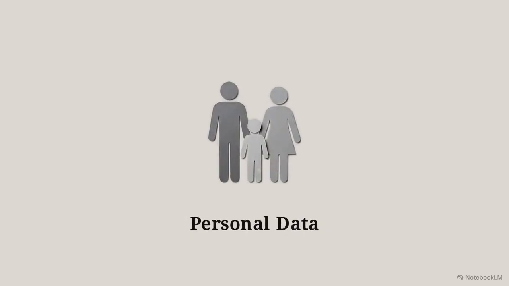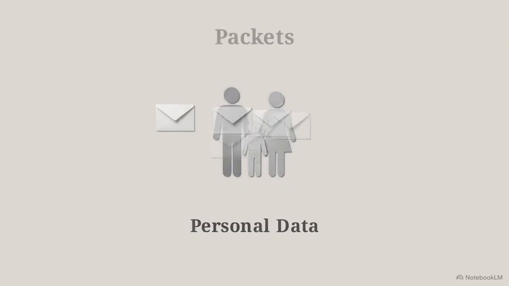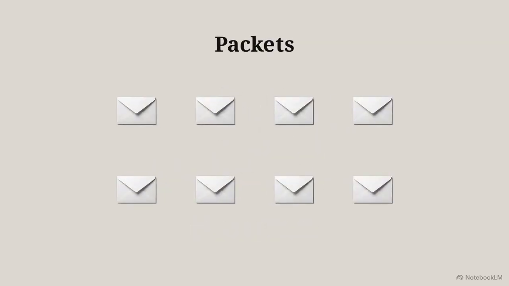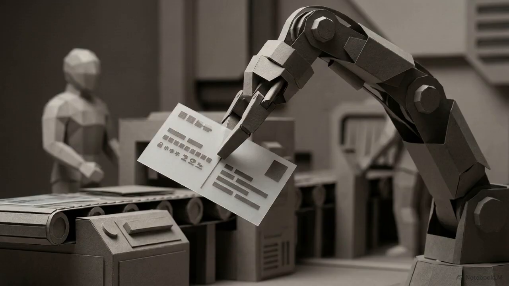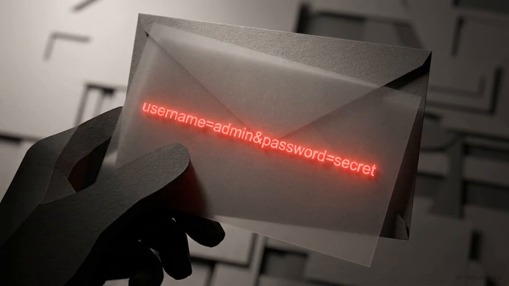Just like regular mail, your data isn't sent as one giant box. Whether it's a photo or a password, it gets chopped up into tiny packages called packets. By default, this system uses HTTP, acting like transparent postcards, where everything inside is entirely visible. This means any delivery driver, sorting machine, or random person who intercepts that postcard along its delivery route can easily read exactly what you wrote.